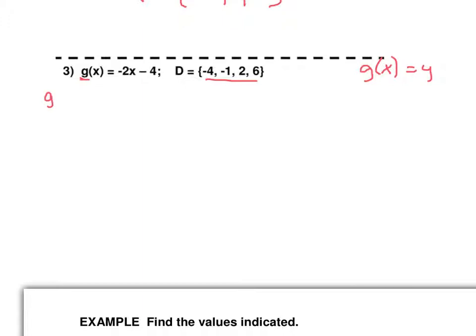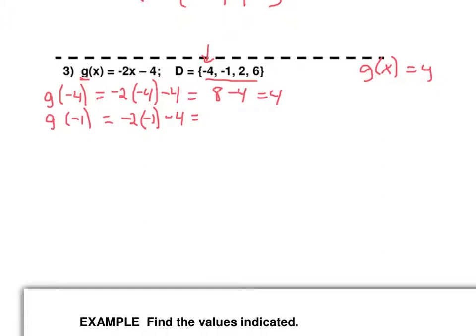So again, this is pretty simple. I just take the X, where I see X, and I replace it with each of the domain values. So negative 4, and then I would substitute. So negative 2 times a negative 4, that's going to give me a positive 8 minus 4, which I get 4. Now I'm going to do the next one. And just put it where this X is right here, I'm just substituting the value.